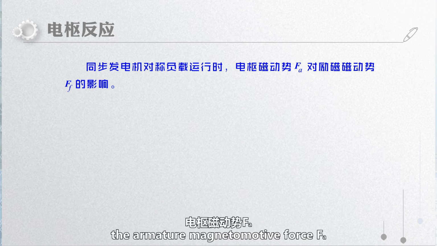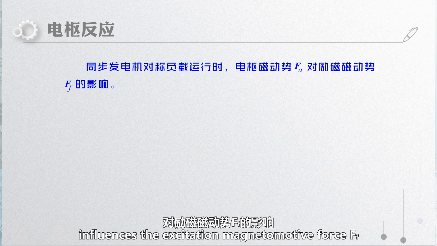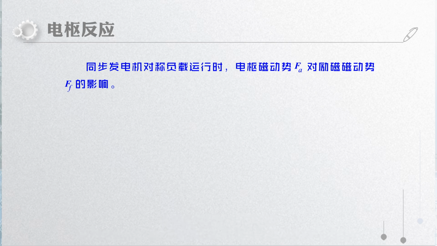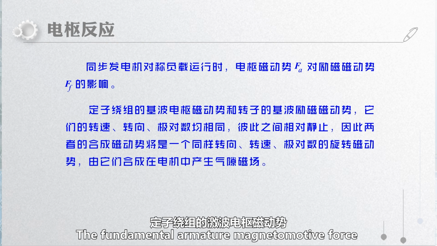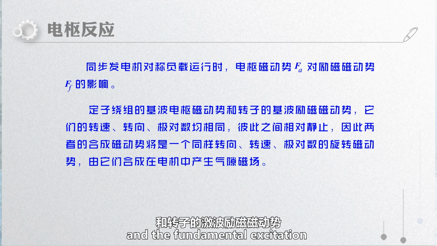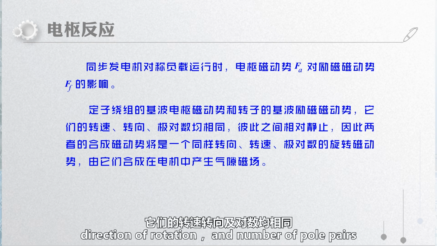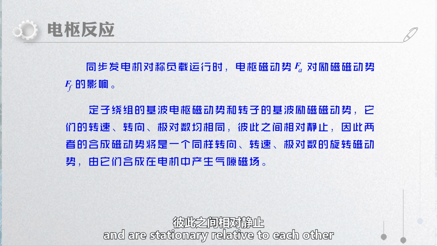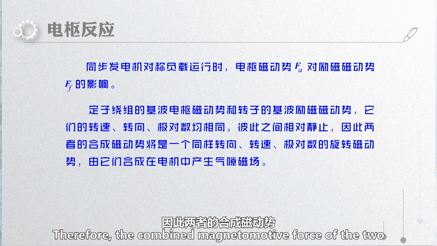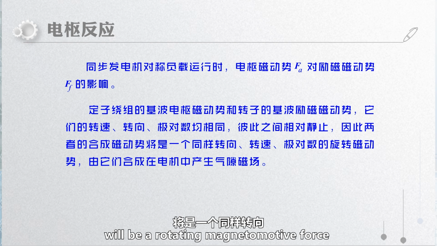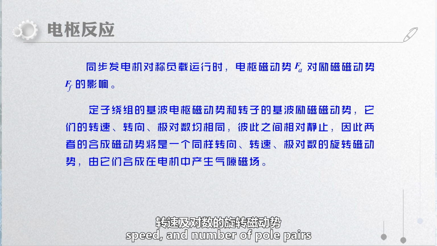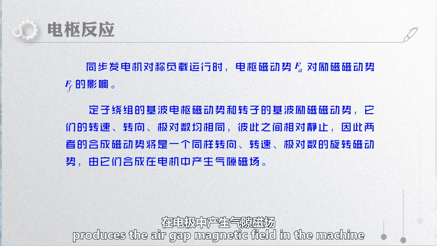The armature magnetomotive force, Fa, influences the excitation magnetomotive force, Ff. The fundamental armature magnetomotive force of the stator windings and the fundamental excitation magnetomotive force of the rotor have the same speed, direction of rotation, and number of pole-pairs, and are stationary relative to each other. Therefore, the combined magnetomotive force of the two will be a rotating magnetomotive force with the same direction of rotation, speed, and number of pole-pairs. Their combination produces the air gap magnetic field in the machine.